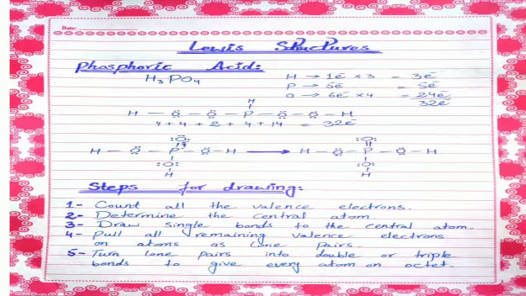Firstly, count all the valence electrons. The second point is to determine the central atom, and here the central atom is phosphorus. The third point is to draw single bonds to the central atom. The fourth point is to put all remaining valence electrons on atoms as lone pairs. And the fifth point is to turn lone pairs into double or triple bonds to give every atom an octet.